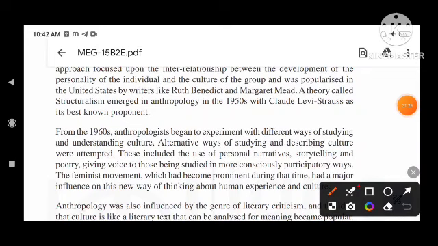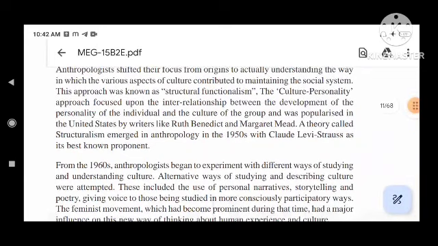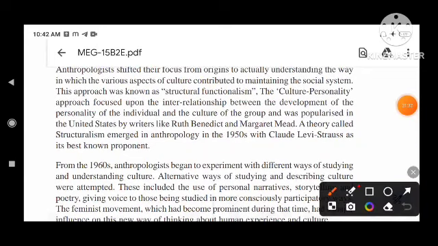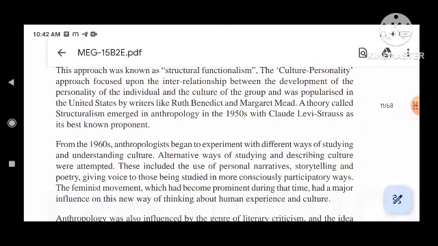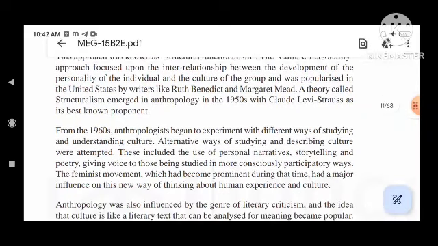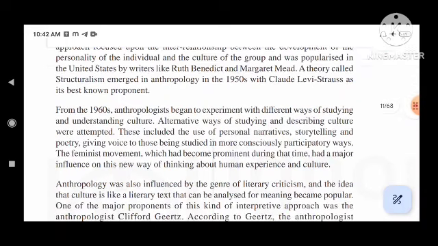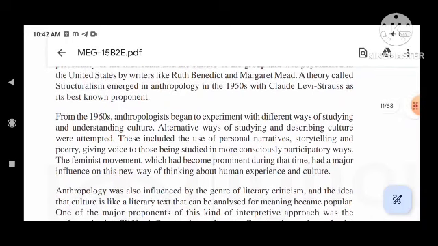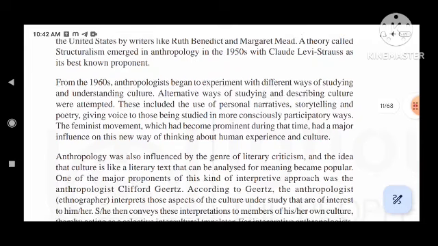So here you can see the culture and personality approach focused on the interrelationship between the development of the personality of the individual and the culture of the group, popularized in the United States by writers like Ruth Benedict and Margaret Mead. A theory called structuralism emerged in anthropology in the 1950s, with Claude Lévi-Strauss as its best-known proponent.